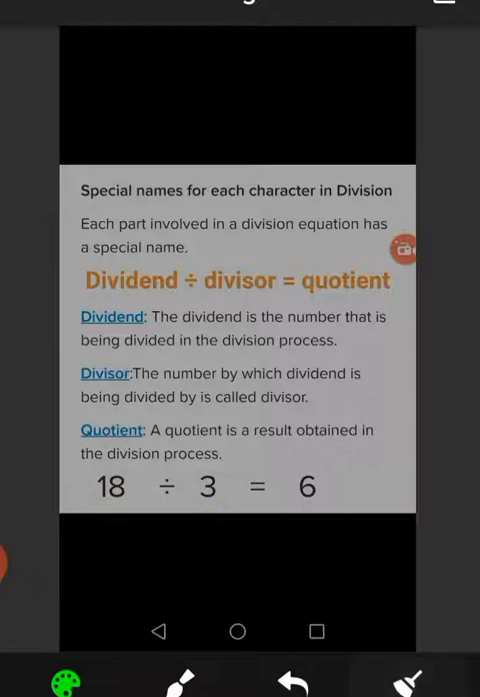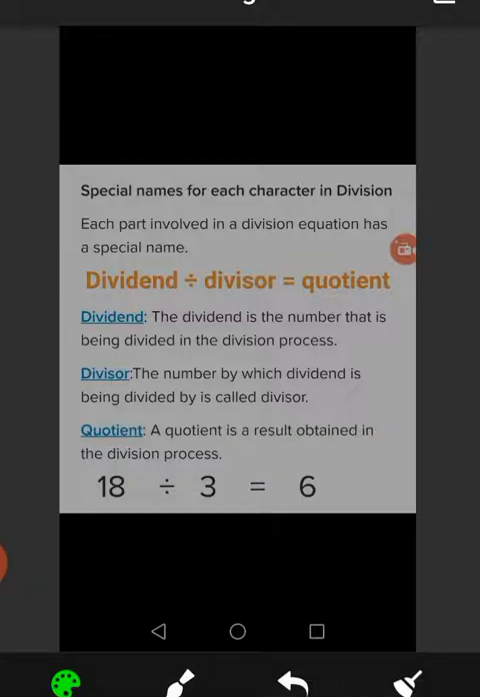Now the next term is quotient. The quotient is the result obtained in the division process. The result obtained, that is the quotient. 18 is divided by 3. You got the answer 6. The result is 6. So that 6 will be the quotient.